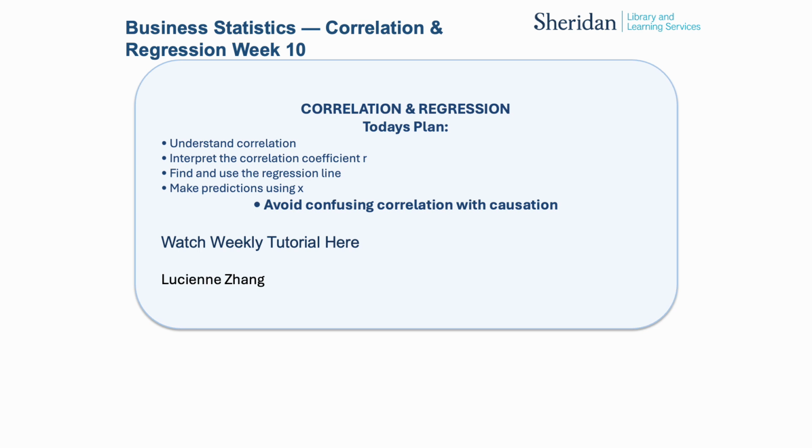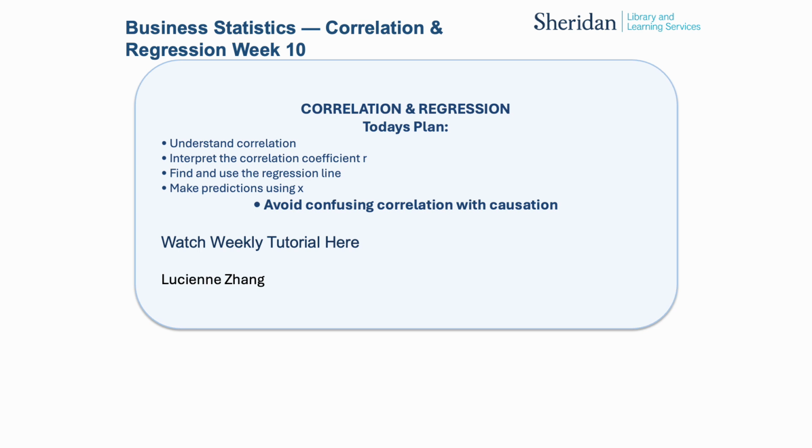So in today's tutorial, we're going to learn 5 main ideas. First, we understand what correlation actually means. Then, we'll learn how to interpret the correlation coefficient, which is represented by the letter R. After that, we'll introduce the regression equation and see how it's used to make predictions. We'll also discuss the coefficient of determination, which tells us how well our regression model explains the data. Finally, we'll briefly introduce prediction intervals, which help us understand the uncertainty behind predictions.